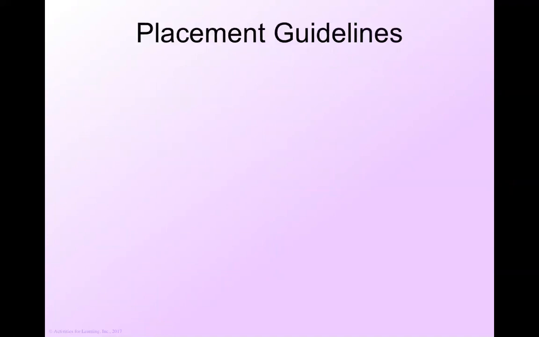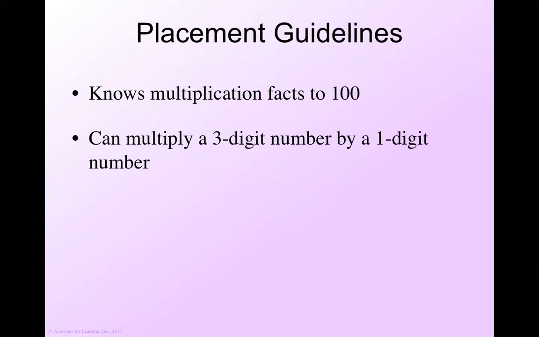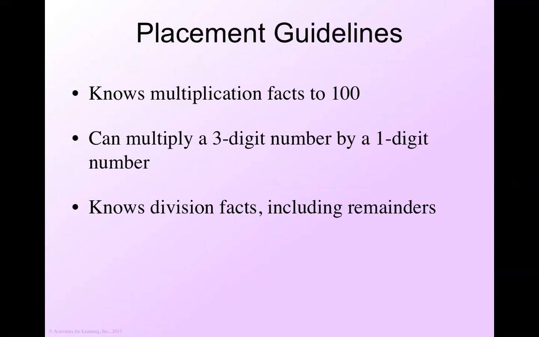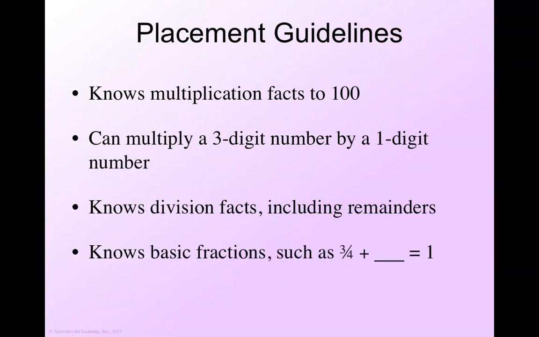Okay, placement guidelines. Who belongs in Level E? If your child knows their multiplication facts to 100, they can multiply a 3-digit number by a 1-digit number, they know their division facts, including remainders, and they understand basic fractions. For example, I have 3/4, how much more do I need to make 1? Just basic understanding of fractions, then E is the right place for them.